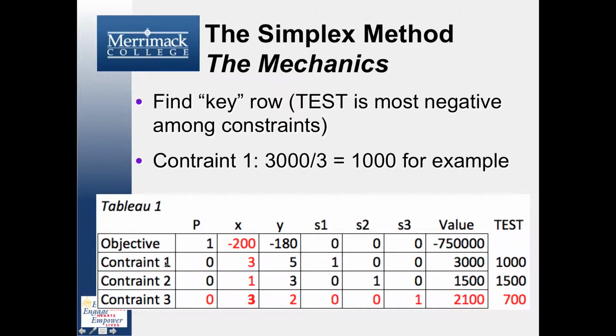Here's an example for this first one. I'm going to divide the value of the equation by this worst case. And that's 1,000, 1,500 divided by 1, and 2,100 divided by 3. So I'm going to pick the lowest value again. I'm maximizing, right? So my ideal is the highest value. So the lowest value is the worst case. It's the key one. So I have this cell right here as the key value for this first tableau.